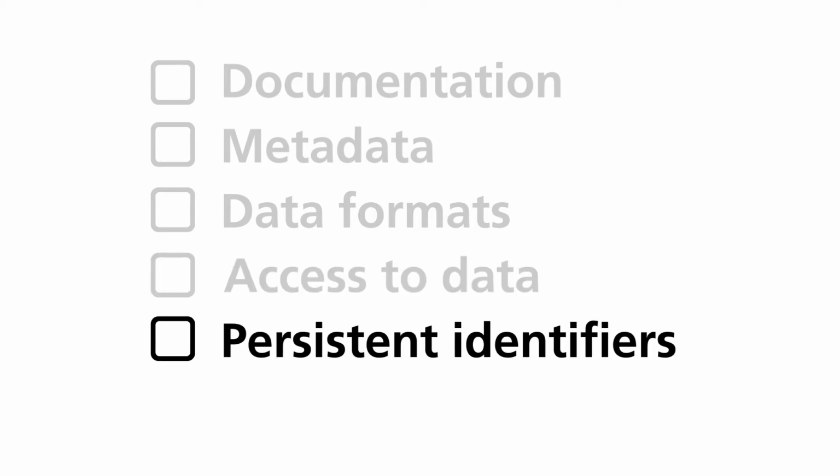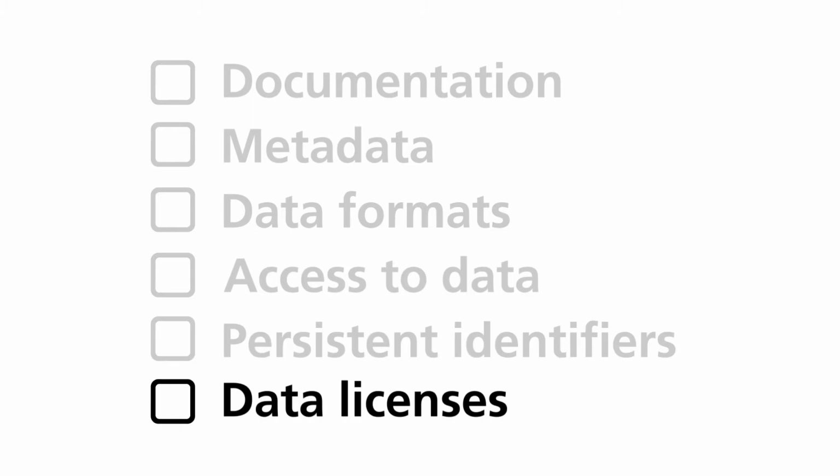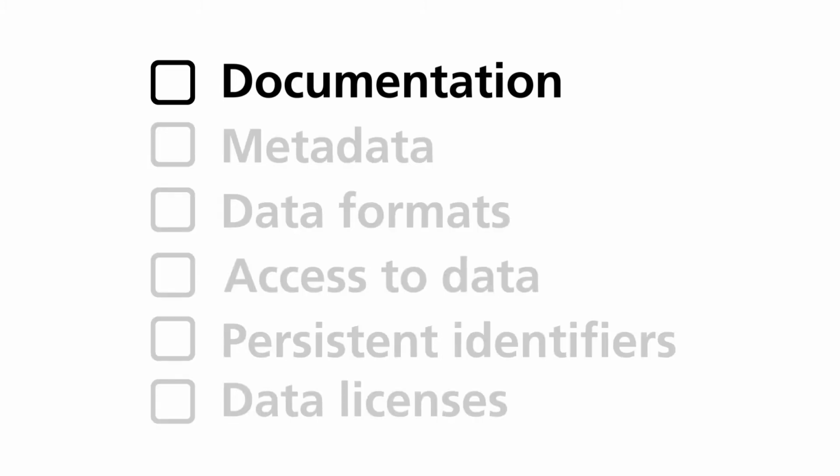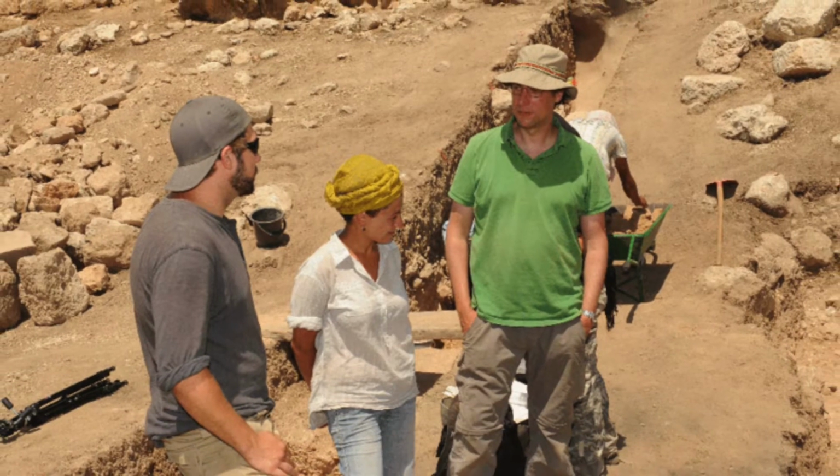Persistent identifiers, which are long-lasting links to your data that enable others to find your data and refer to them, and data licenses, in which you determine how your data may be used by others. These elements and their importance to make data fair are explored in the rest of this module. Let's first look at documentation and take archaeology as an example.